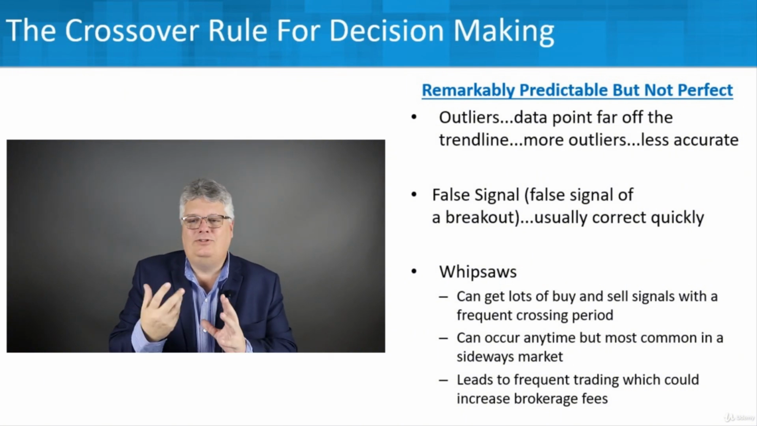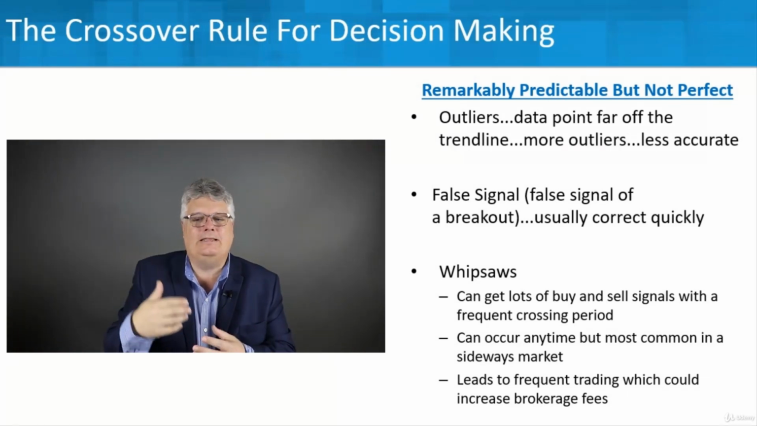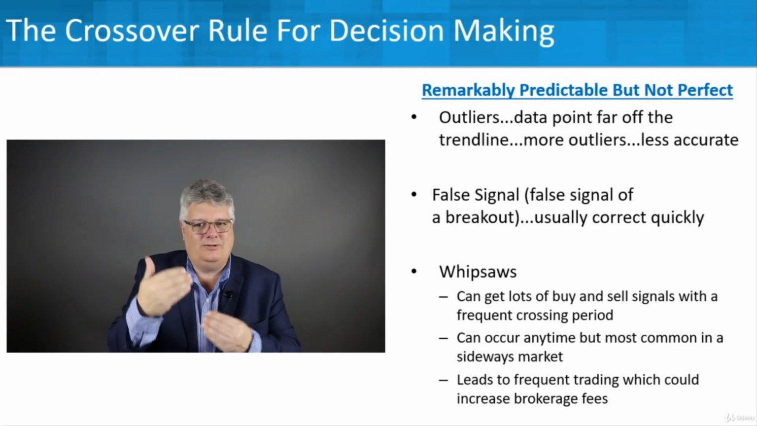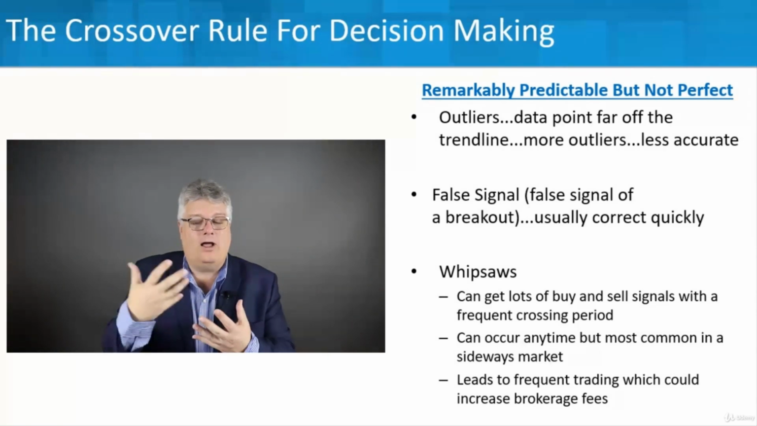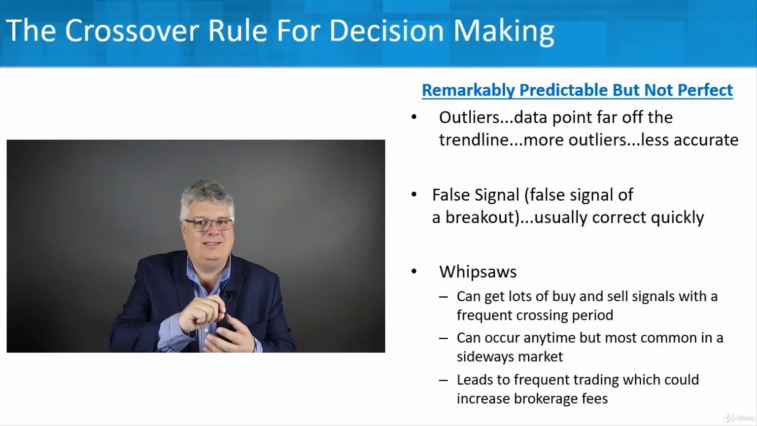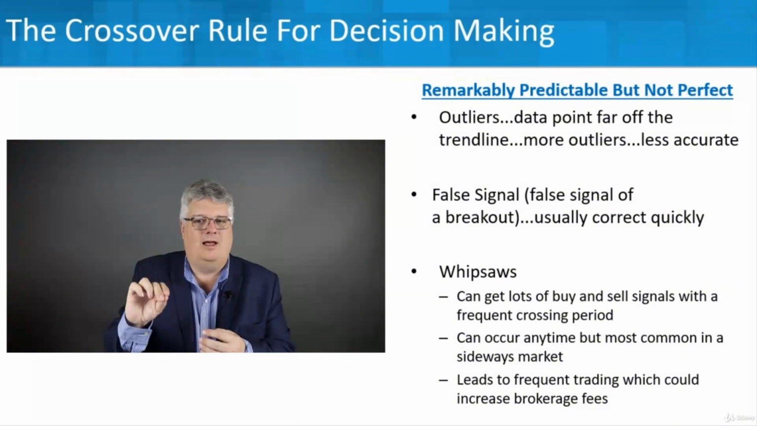There are outliers, and you have data points that pull things far off of trend lines, and the more outliers you have, far ranges in prices, the less accurate your moving average might be because those outliers are impacting that moving average. So it can give a false signal at times, a false signal of a breakout, but you can usually correct that quickly because your moving average is going to come back down a little bit too. You probably saw in that last chart, in the middle there, a lot of up and down going above and below the moving average line.